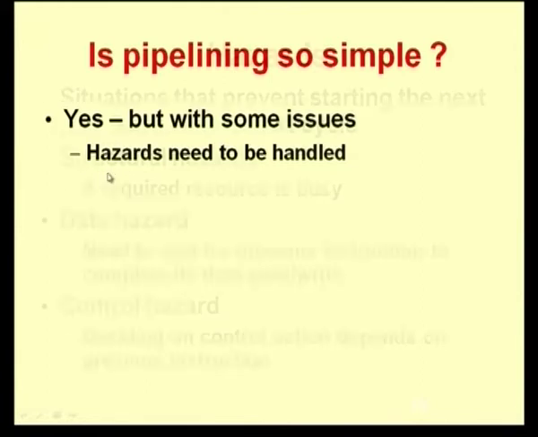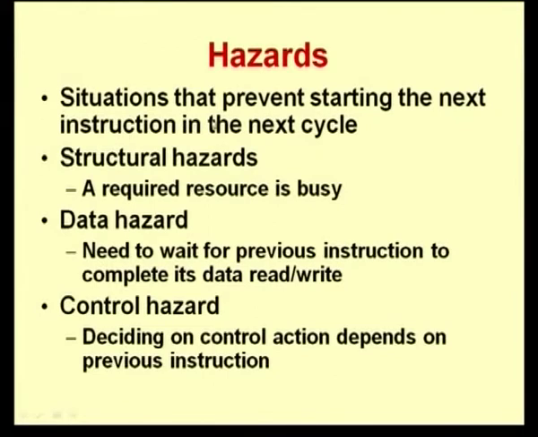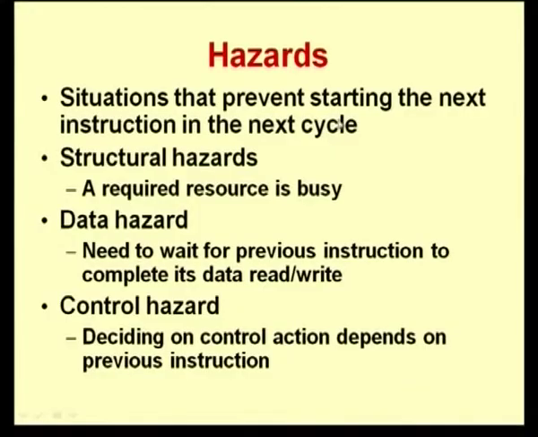If you look at a hazard, in very simple terms we can define it as any situation that prevents starting the next instruction in the next cycle. Now, remember, the idea of pipelining itself is based on the fact that in every clock cycle I should be able to start a new instruction, which obviously also means that every clock cycle I will be finishing one instruction. So, that is the fast execution that we are expecting. If there is any situation that is preventing you from starting the next instruction next cycle, then we say that we have a hazard. There is a pipeline hazard.